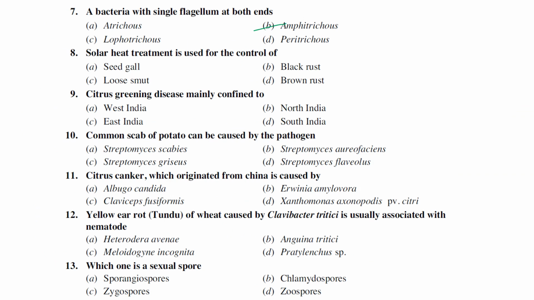The next one is a solar heat treatment used for the management or control of seed gall, black rust, loose smut and brown rust. Solar heat treatment is generally recommended for wheat loose smut, Ustilago tritici.